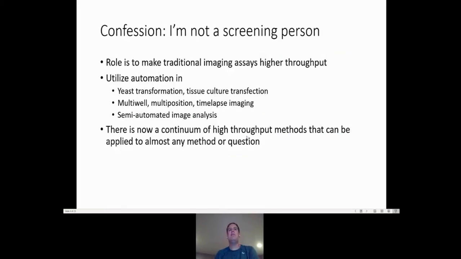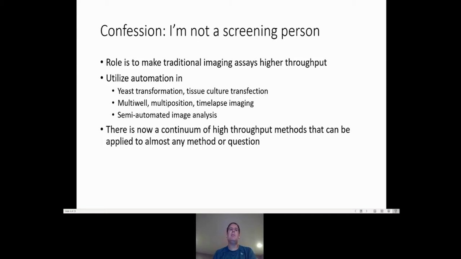So I'm going to start off with a confession. I'm not a screening person. My role at the Institute is often to take traditional imaging assays and try to find ways to make them higher throughput. And so we utilize automation in many different ways. We utilize it for yeast transformation, tissue culture transfection, automated imaging methodologies of all sorts. And also a really important part of what we do is semi-automated image analysis. And that's often a crucial bottleneck to making traditional imaging assays higher throughput.